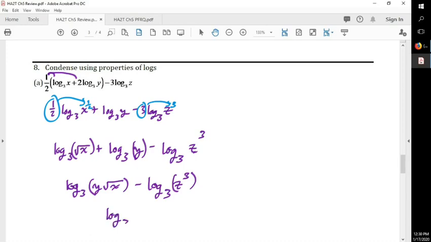So we have log base 3, and up on top we have the square root of x divided by z raised to the 3rd power. That's all inside of 1 log, which is what you should get for your condensing problem.